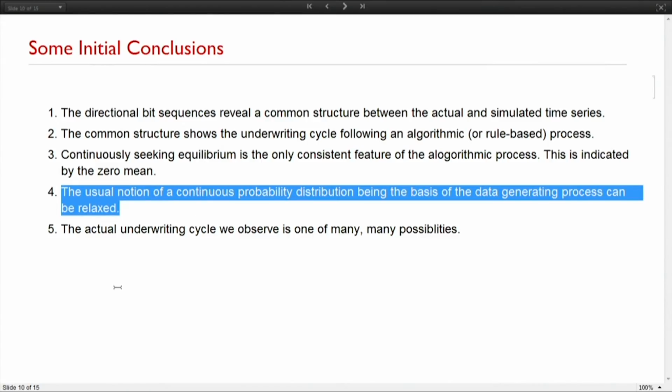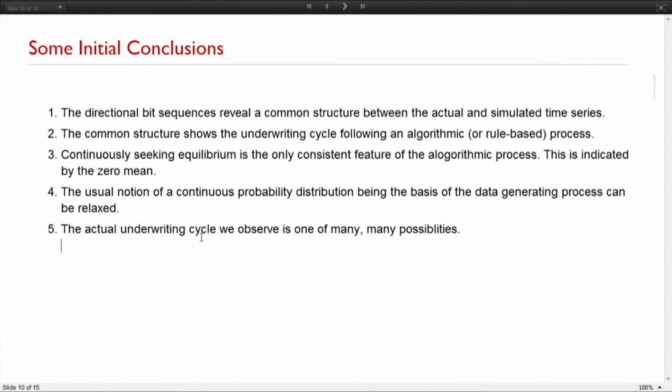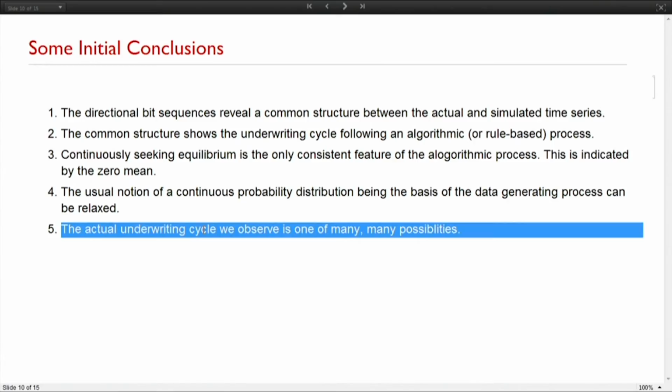And the last one, the actual underwriting cycle we observe, because we ran the simulation over and over and we observed different things, different distributions about equilibrium. The actual underwriting cycle we observe is just one of many, many possibilities. I joke with my students, YOLO, you only live once. That path that you see, that's just what you just happen to see. There's like 1,000 or 1,000,000 or infinite possibilities that could happen.